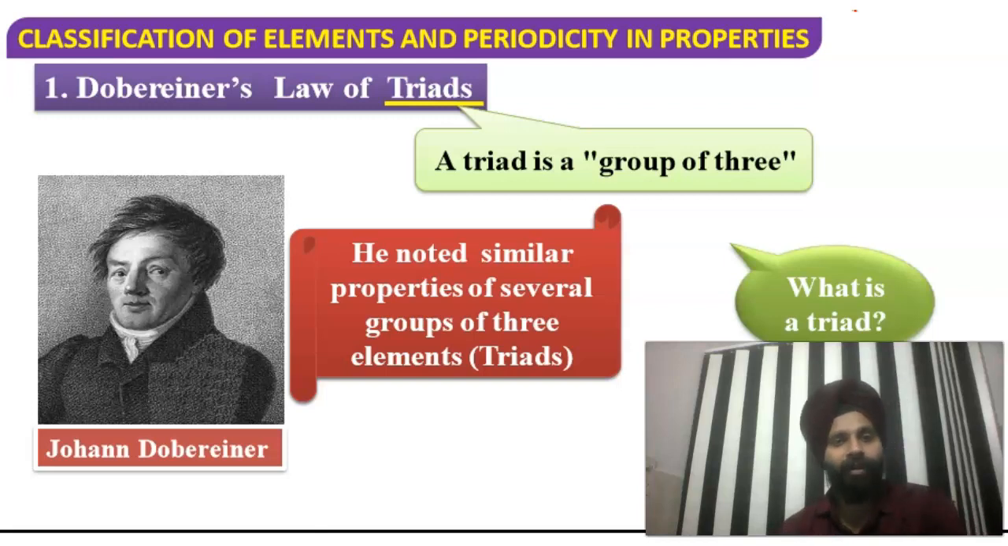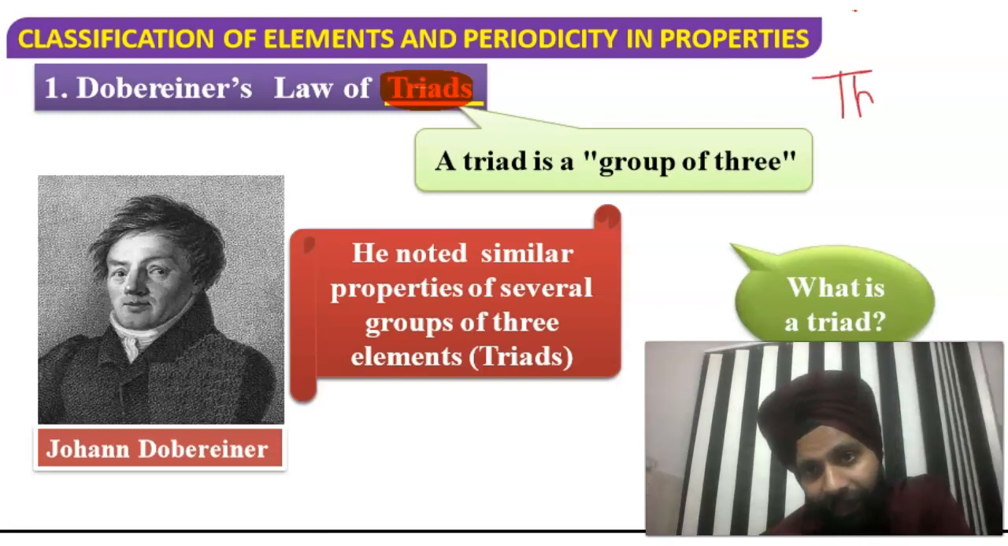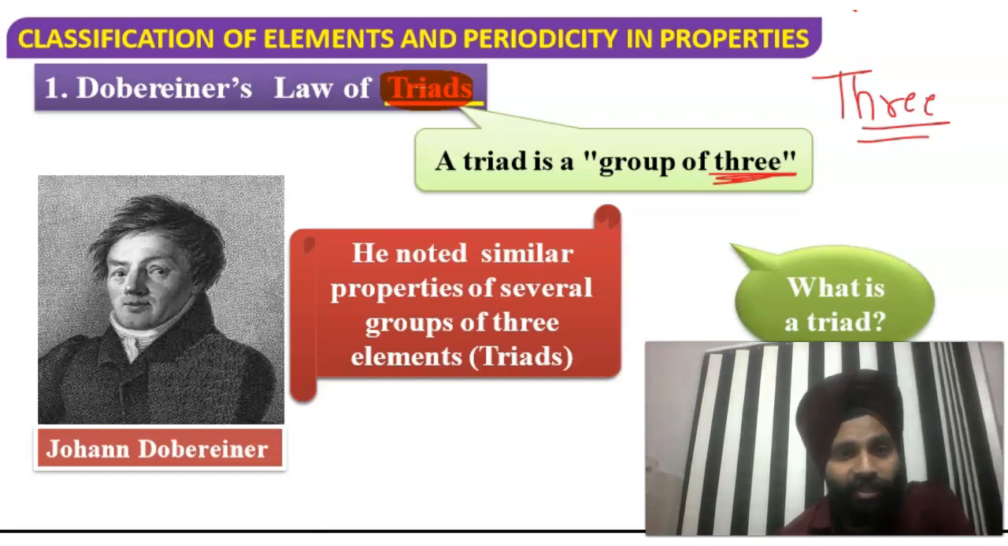Simply start from Döbereiner. What does he say? According to him, the main idea is Döbereiner's law of triads. What does it mean? The meaning of triad is three.